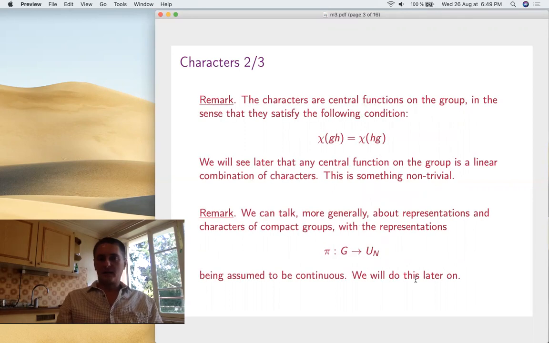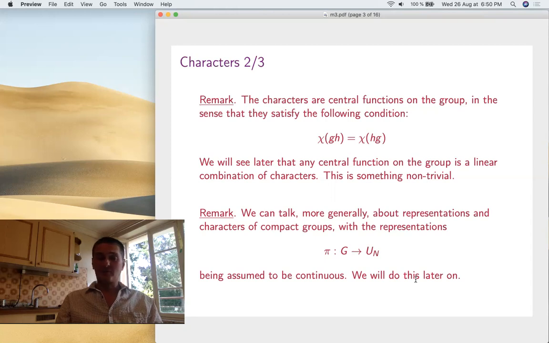Now, some remarks about this character. First of all, since trace AB is trace BA, the characters are central functions, so GH and HG give you the same thing. And actually, we'll see later, but this is a bit complicated, any central function on a finite group is a linear combination of characters. That's a good reason for computing characters, for instance.